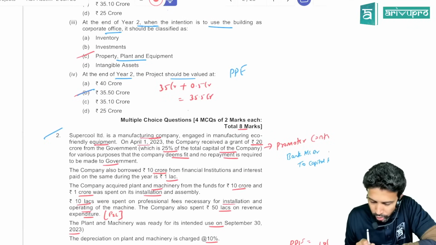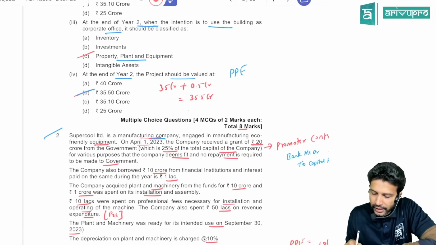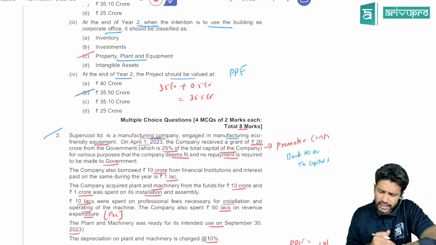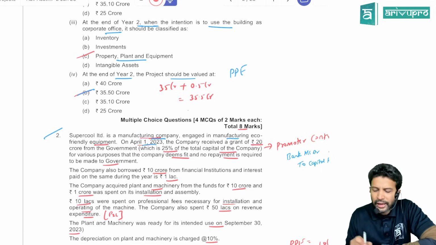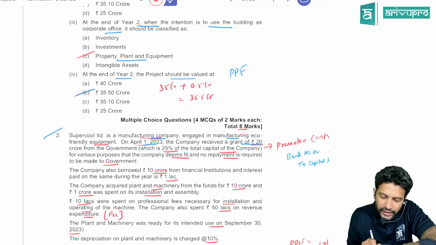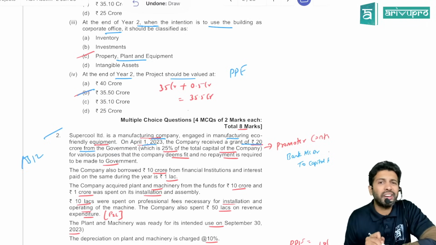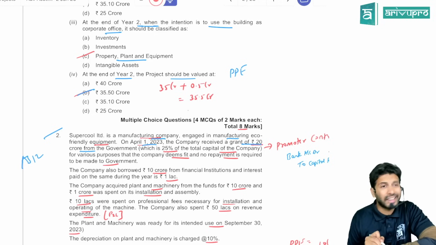Alright, Super Cool Limited is a manufacturing company engaged in manufacturing eco-friendly equipment. Some equipment manufacturers they are. On 1st April 2023, the company received a grant of 20 crore rupees from the government. That means probably this is a question on Accounting Standard 12 that talks about government grants.